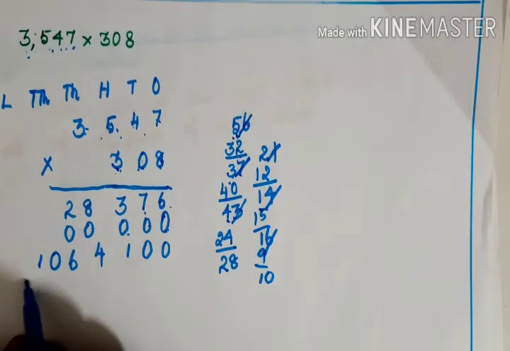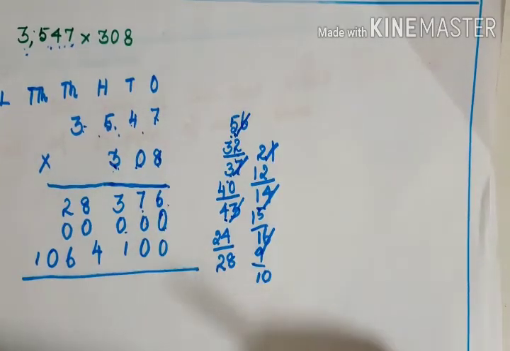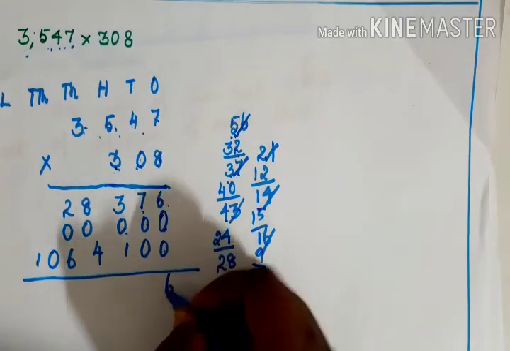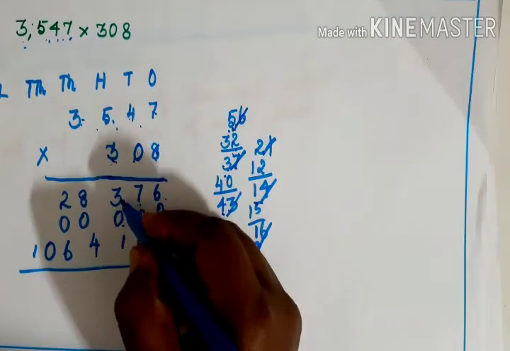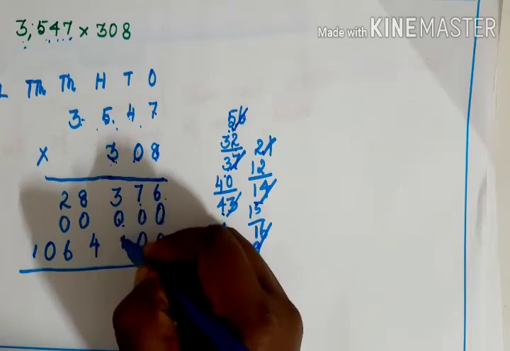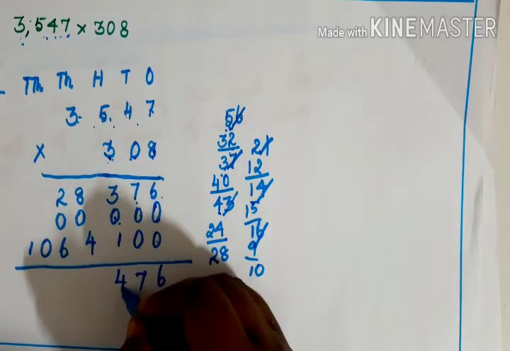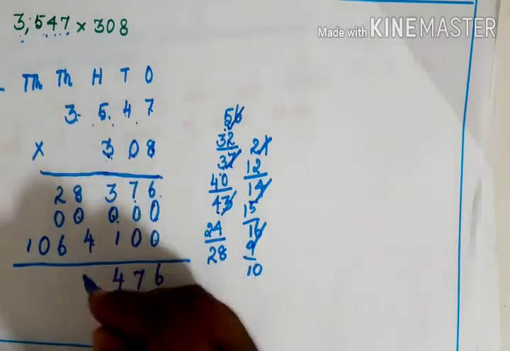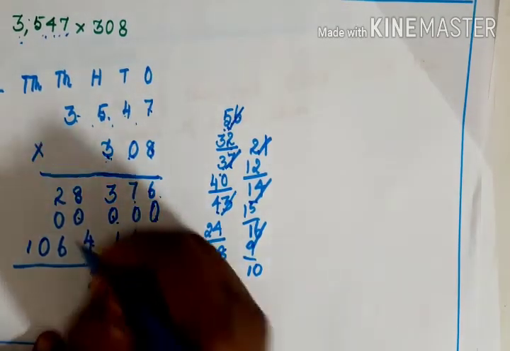Fine. Now you can easily add. Okay. So it is 6 plus 0 plus 0 is 6. 7. Here, 3 plus 0 is 3. 3 plus 1 is 4. Fine. 8 plus 0 is 8. 8 plus 4 is 12. So 2 carry over 1.